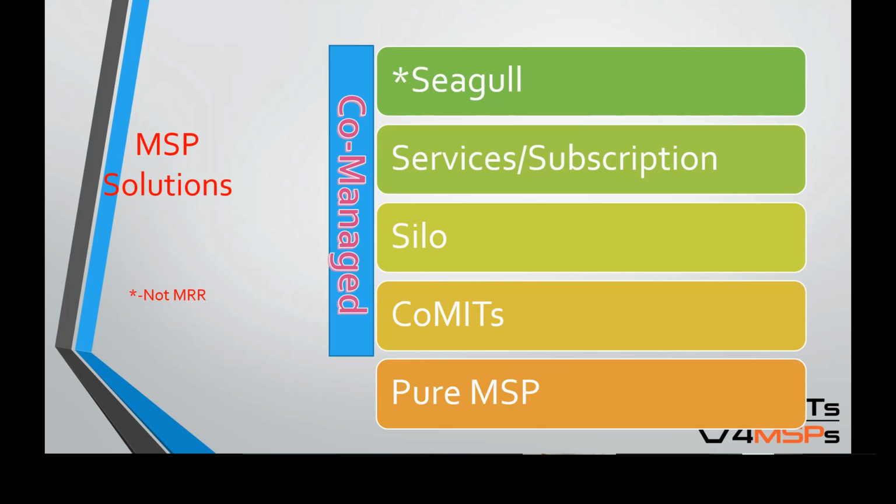The first is what I call the Seagull. That's basically your project. It's not recurring revenue, but that happens often. You come in, you do this one sale, one service, one and done. But the real ones where we talk about MRR, that's the service and subscription. That will be where you're selling the Office 365 licensing. That's it. There's no included support, no nothing. It's just resale.